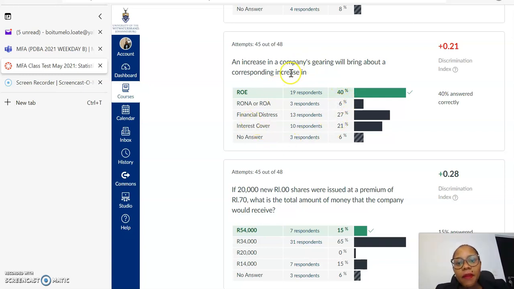Remember, a company's increased gearing does not mean a corresponding increase in financial distress. Just because you've increased your gearing doesn't necessarily mean you've already entered financial distress. A company could have had a zero debt balance and they could increase their gearing. That does not mean that they have already entered into a financial distress situation. All it means is that they've increased their gearing for that year. Okay, so financial distress is a very different component. We need to give you more information to say that the company is now in financial distress.